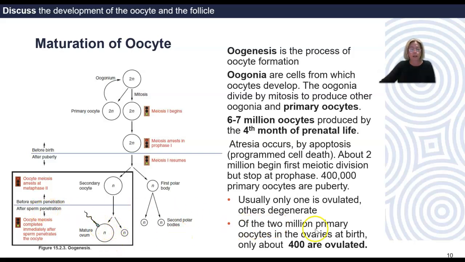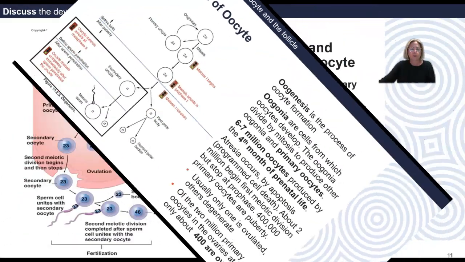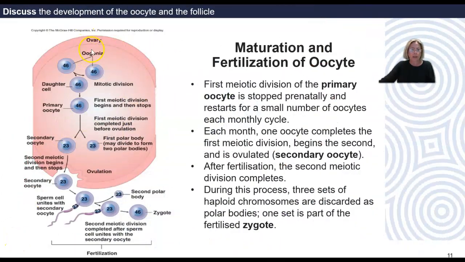So of the 2 million primary oocytes in the ovaries at birth, only about 400 are ovulated over the course of a female's fertile life. So we'll have a look at this again so that everybody gets it. We've got our oogonia containing the diploid number of chromosomes undergoing mitosis. You get daughter cells and this primary oocyte.